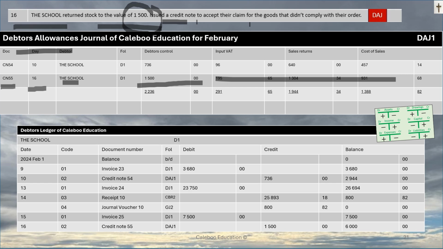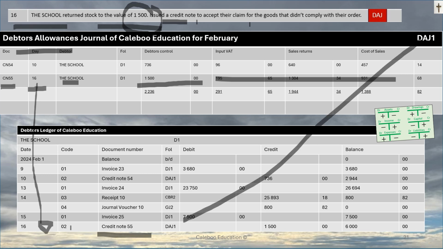Now that information is taken to the school's account. Returns, the code is 02. The document is a credit note. Where did the information come from? The debtor's allowance journal. The amount was 1,500. That's a decrease in assets. There it is. The account must get credited. And now the debtor owes us less. 7,500 minus 1,500 is equal to 6,000.